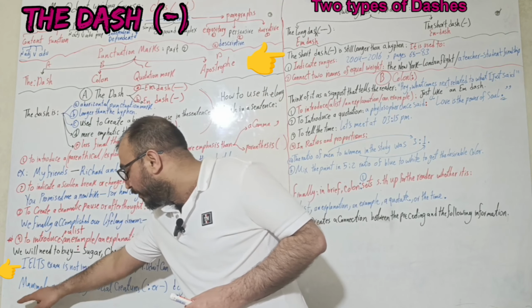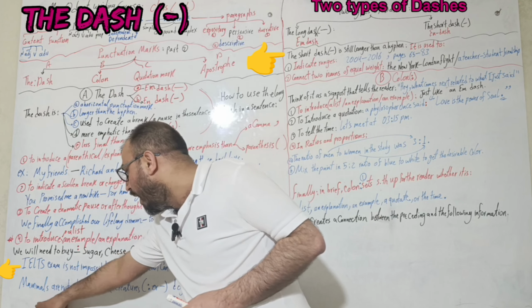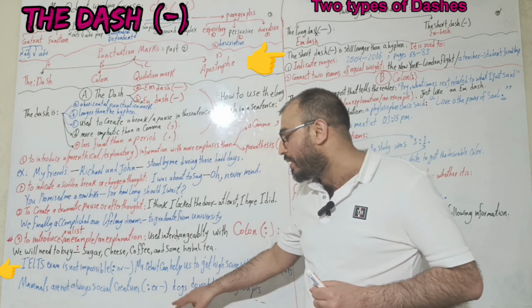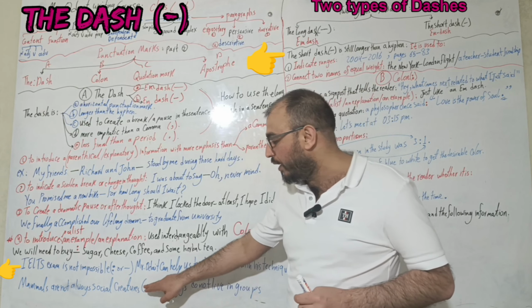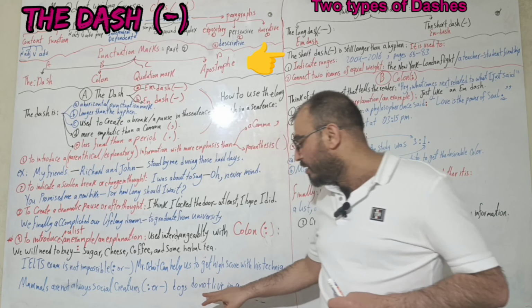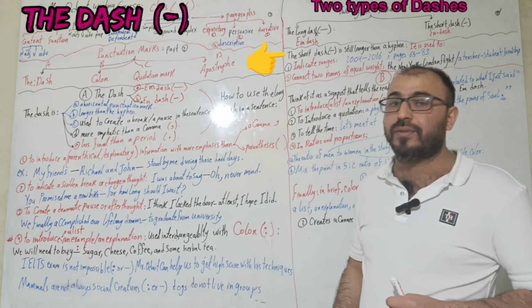In here, the third example, mammals are not always social creatures. For example, in here, my friends, we give a pause like we are giving an example. Dogs don't live in groups.